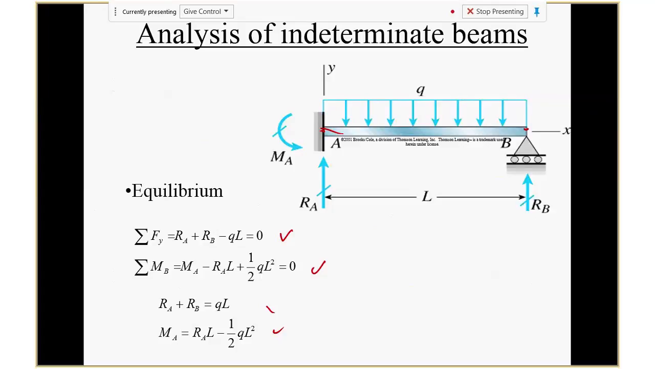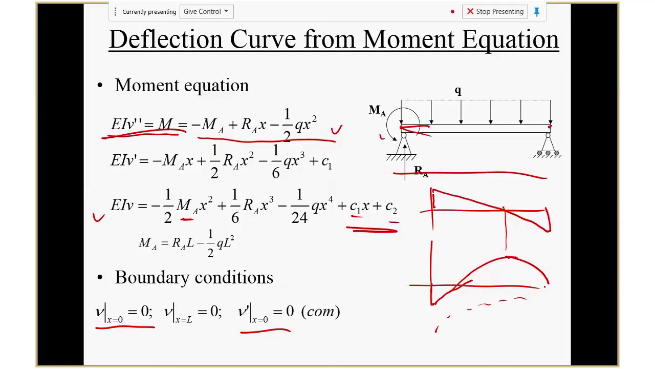So with that, we have this equation here. So we have 3 equations, right? V at x equals 0 equals 0, V at x equals L equals 0, and V prime equals 0 as well. Among these 3 boundary conditions, which one is the compatibility? It's this one, the third one. So you can hardly totally distinguish them, because they all look like boundary conditions. But that's the one that links the old beam to the new beam, I mean the reduced beam to the original indeterminate beam.